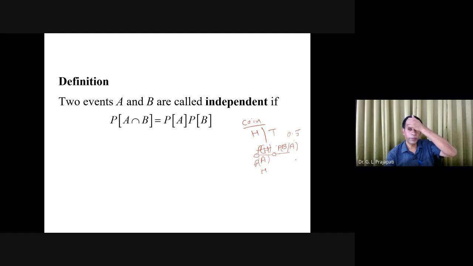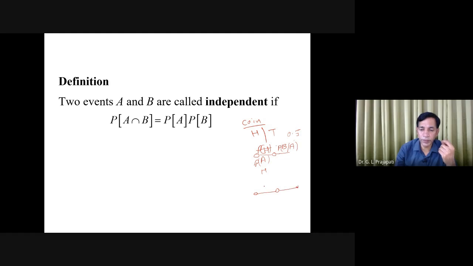So when the information is not supporting you, it means the events are independent. Knowing that the previous event occurred is not going to affect the probability. So that's why probability of A and B is simply the multiplication of that. So simply you have the probability here and here.